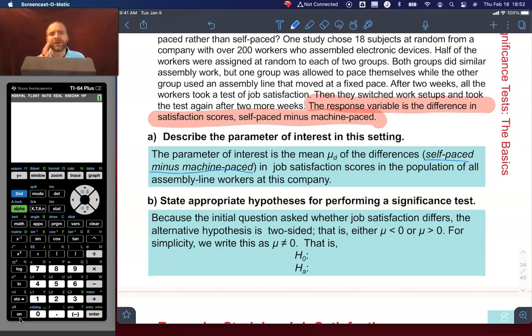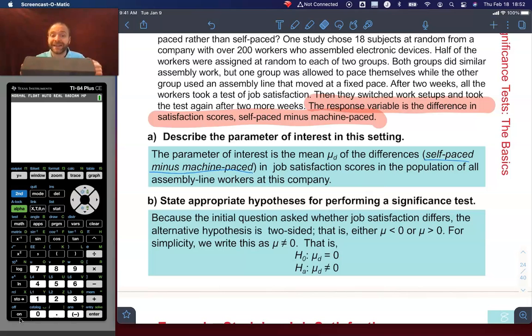So part B says, okay, now state both hypotheses, the null and the alternative. And so the initial question asked whether it differs. It didn't say, hey, is their score less than on average or is it greater than average? It just says, is it different? So what we're going to do is our null is going to be, hey, there is no difference. The mean scores are the same. There is no difference between job satisfaction versus self-paced versus assembly line.